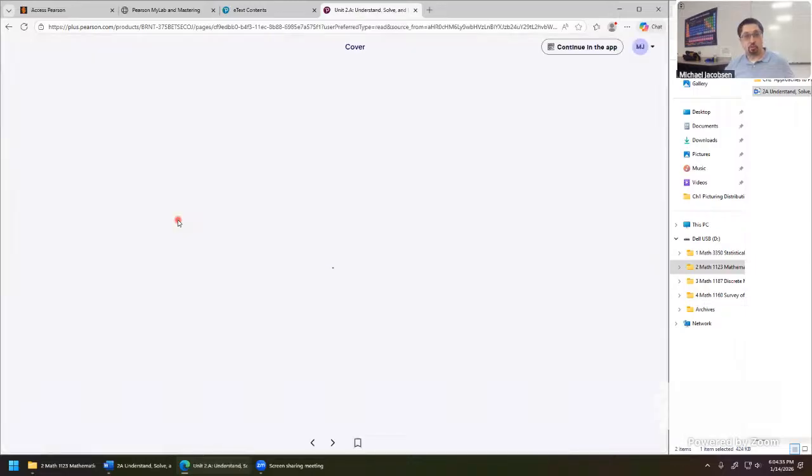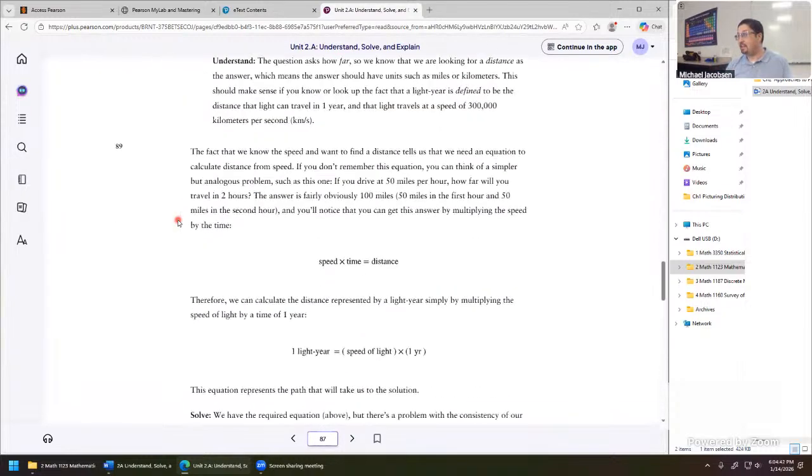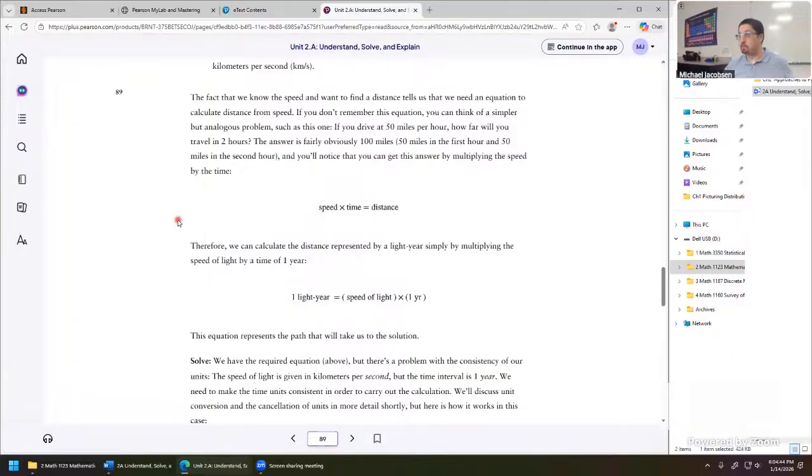And like we mentioned before, this is what the reading looks like. This is not where the homework problems are. I mean, there are homework problems at the end of each section. This is a very faithful reproduction of that real textbook. But this is where all the reading is going to be found.